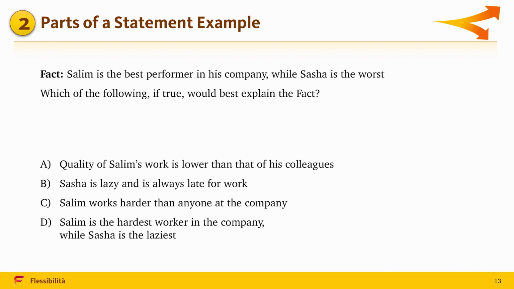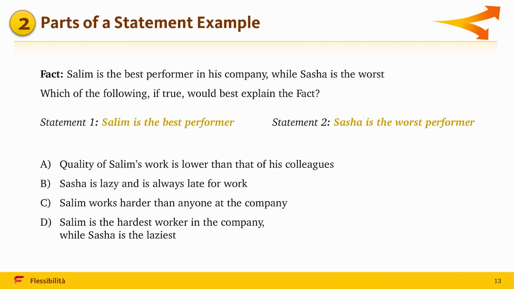2. Parts of a statement. Selim is the best performer in his company while Sasha is the worst. Which of the following, if true, would best explain this fact? Notice that the fact now consists of two parts. Part 1, Selim is the best performer, and part 2, Sasha is the worst performer. Draw a 2x4 table. If an option supports the first part of the statement, we put a tick in the first column. If an option supports the second part of the statement, we put a tick in the second column.